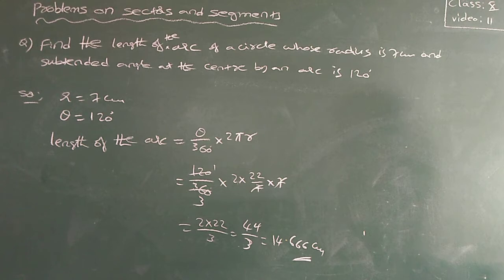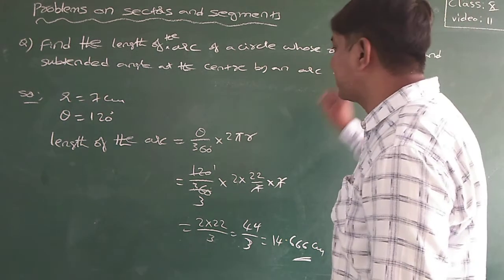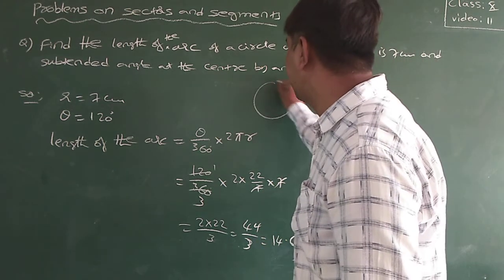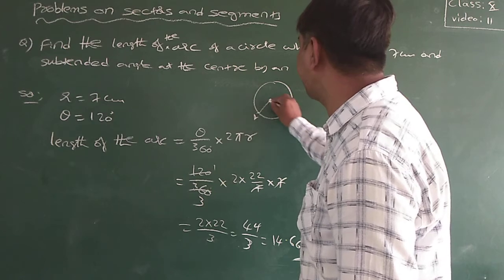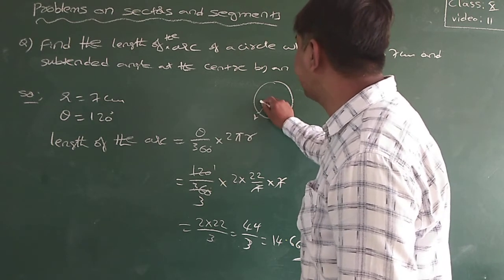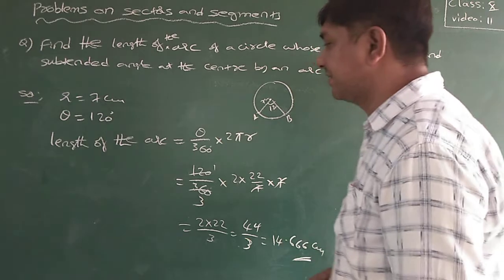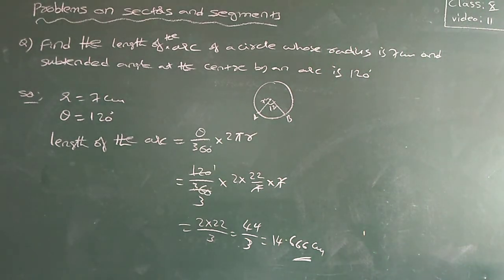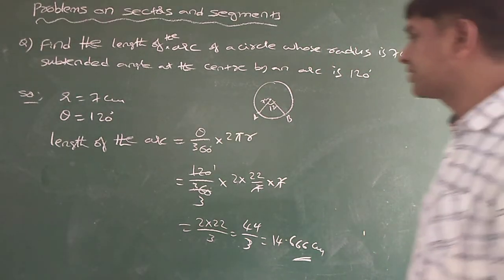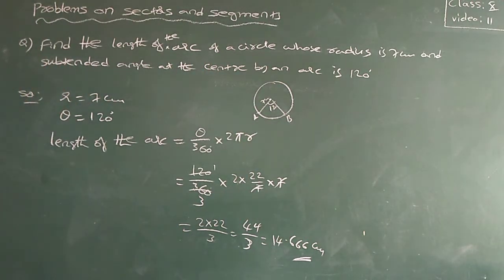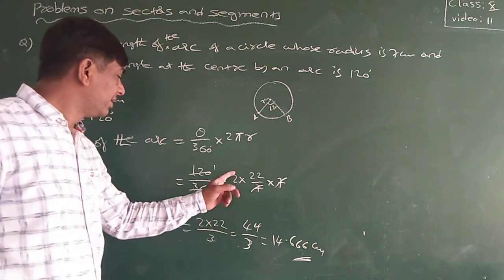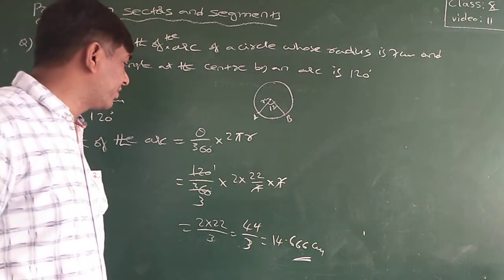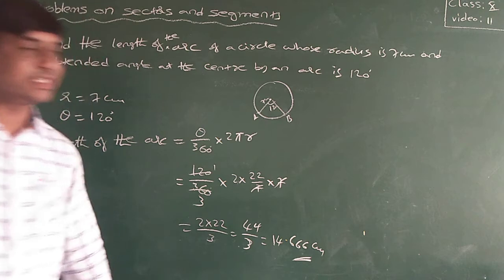Find the length of the arc of a circle whose radius is 7 cm and subtended angle at the center by an arc is 120 degrees. This is the circle and this is the arc which is making an angle of 120 degrees. This radius is 7 cm. The length of the arc they asked. Length of the arc is equal to theta by 360 into 2 pi r formula. 120 by 360 into 2 into 22 by 7 into 7. 7 7 cancel. 120 by 360 is 1 by 3. I don't get cancellation. 2 into 22 is 44 by 3, that is equal to 14.666 centimeters.